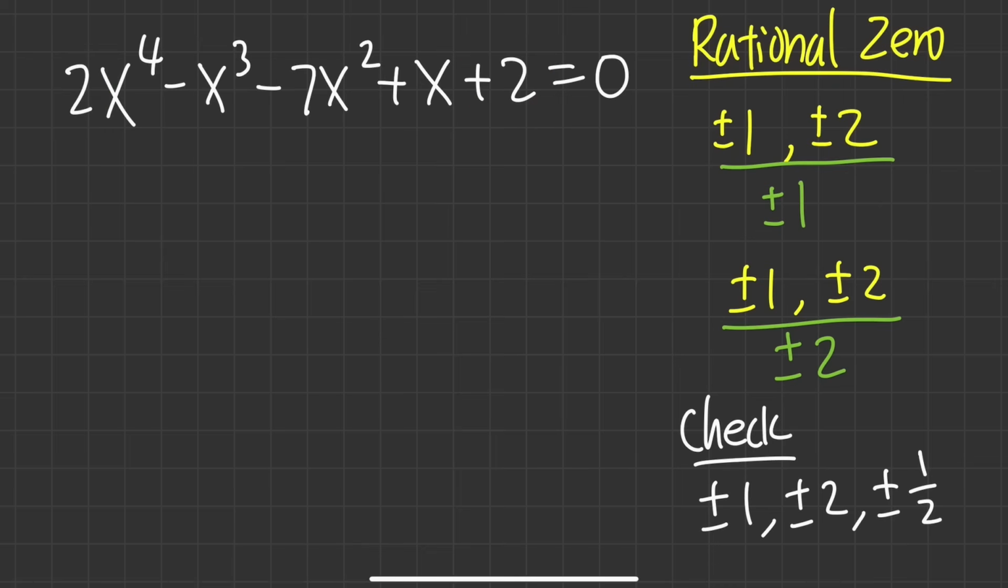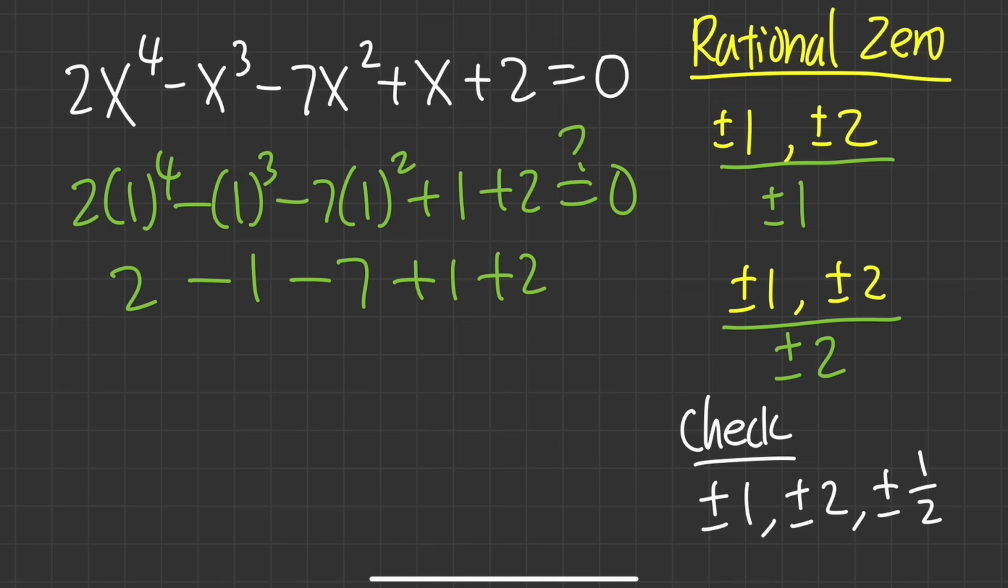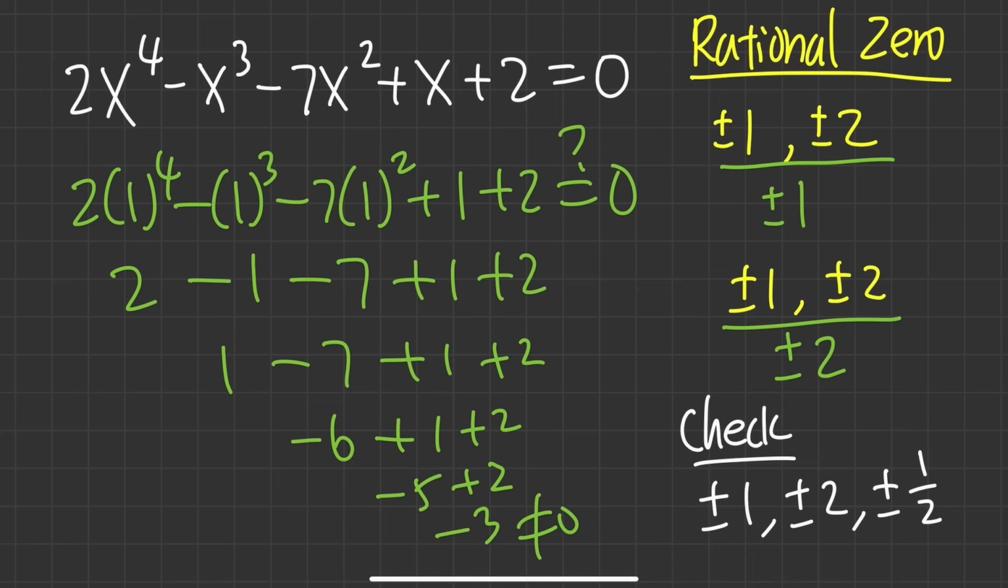Let's try our favorite number, which is 1. So if I do 2 times 1 to the 4th power minus 1 to the 3rd power minus 7 times 1 to the 2nd plus 1 plus 2, do we get 0? Well, this is 2 minus 1 minus 7 plus 1 plus 2. That's 1 minus 7 plus 1 plus 2. That's negative 6 plus 1 plus 2. That's not going to work, right? So not equal to 0. So positive 1 doesn't work.